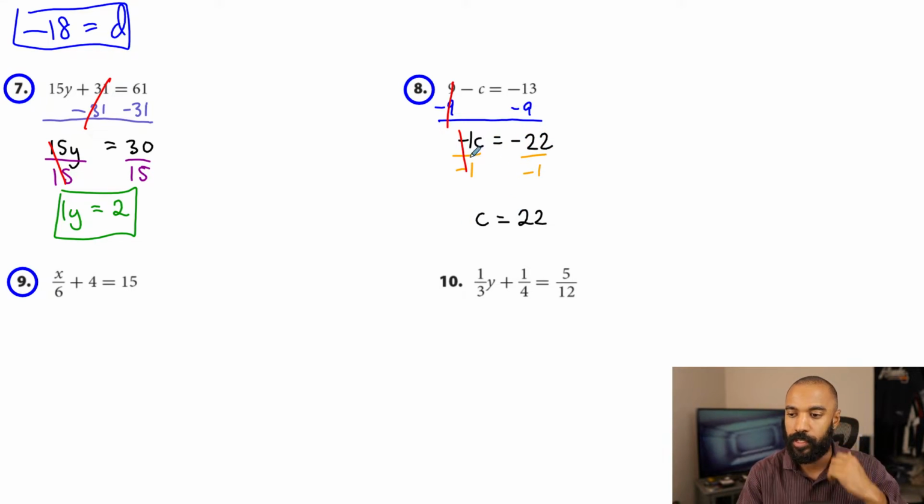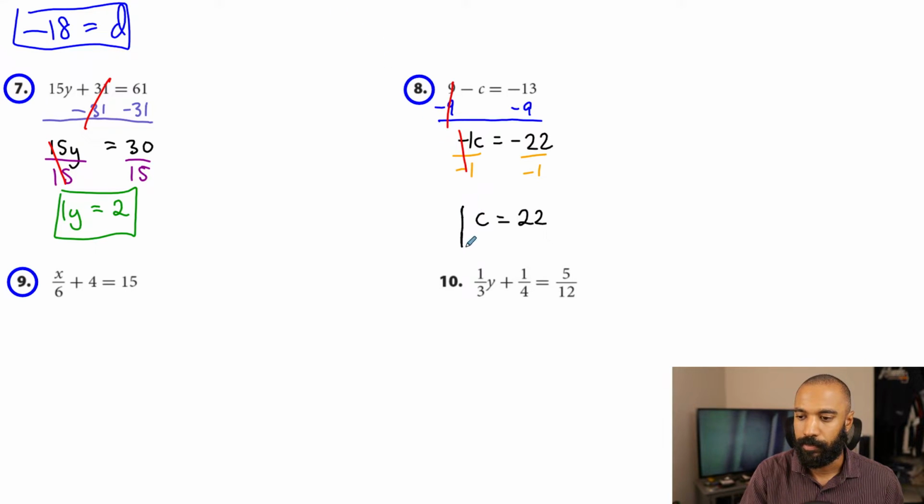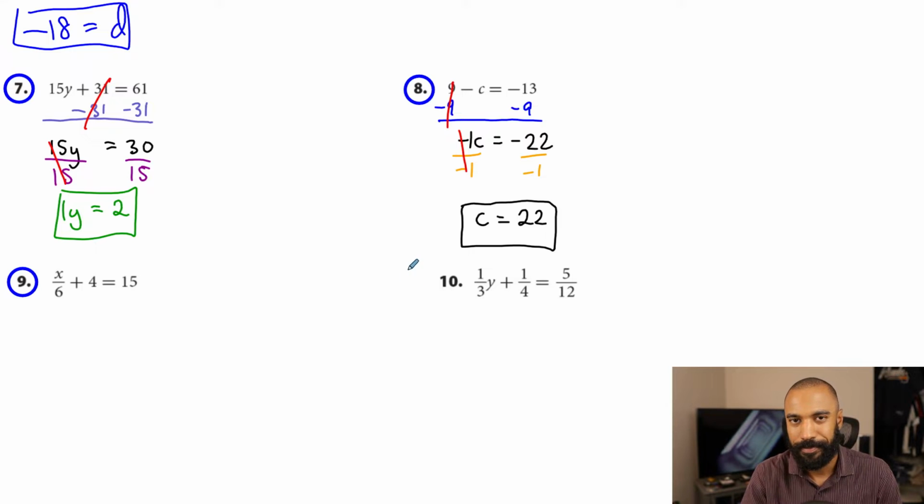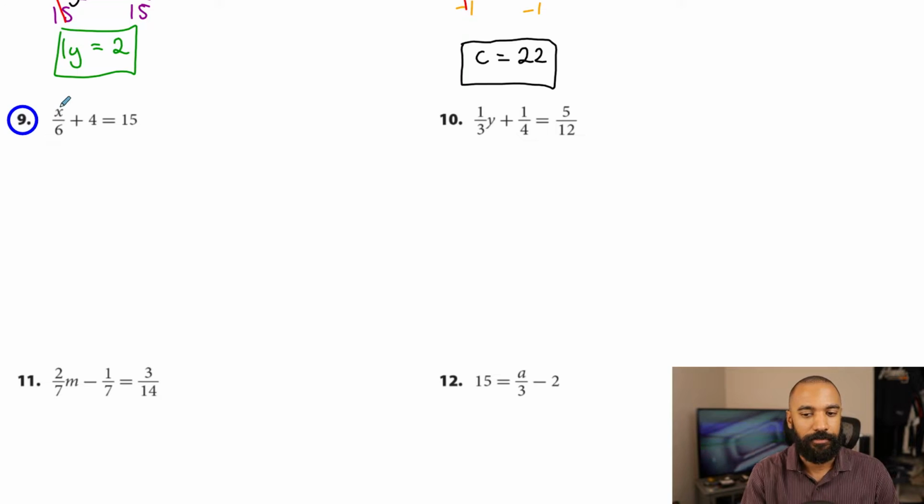22 divided by 1 is 22. That gives me my final result on that one there. C equals 22. Okay? Cool. Number 9. X divided by 6 plus 4 equals 15.